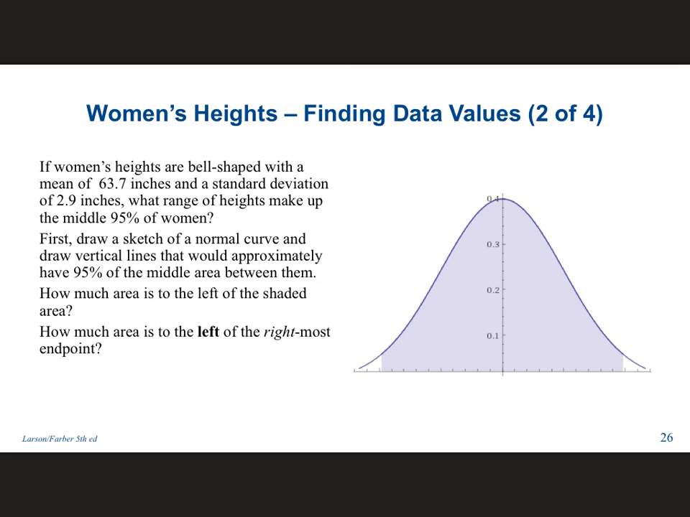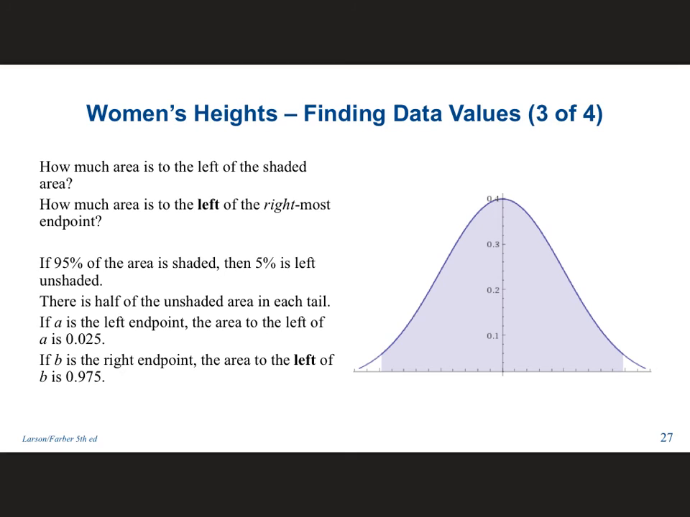You want to make sure that you first sketch a normal curve and then draw the vertical lines where approximately 95% of the middle area would be in them. And then what you're trying to figure out is how much area is to the left of the leftmost shaded area. Okay, so that's here. And then how much area is to the left of the rightmost shaded area. So that's this part, okay? So how can we do that?